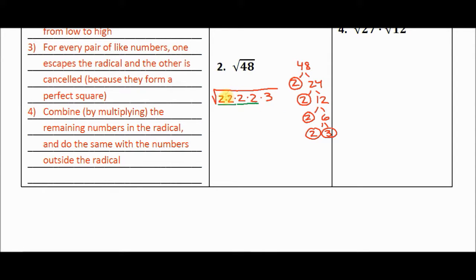Remember, for each pair, one of them escapes the radical, so I'm going to write that down as 2. One of them is removed or canceled. This 2 escapes from this pair.